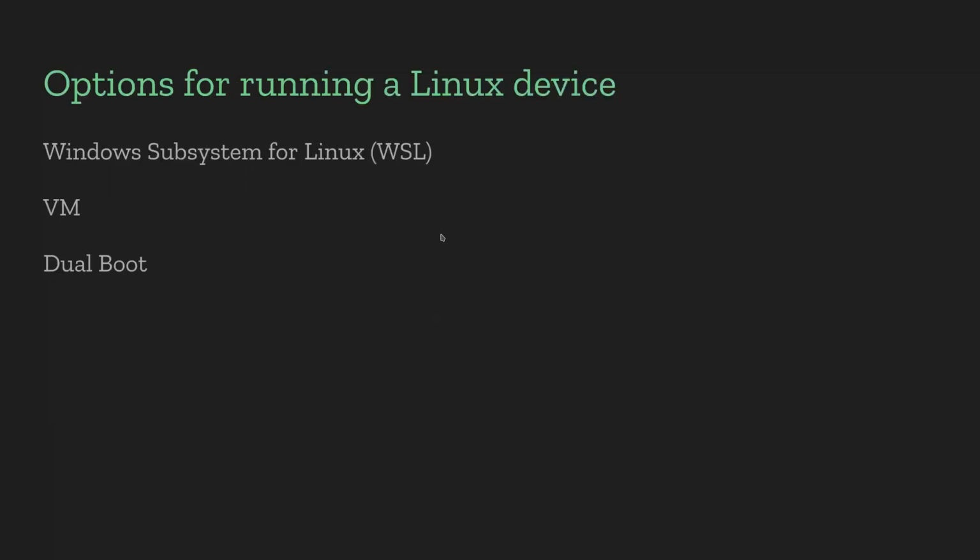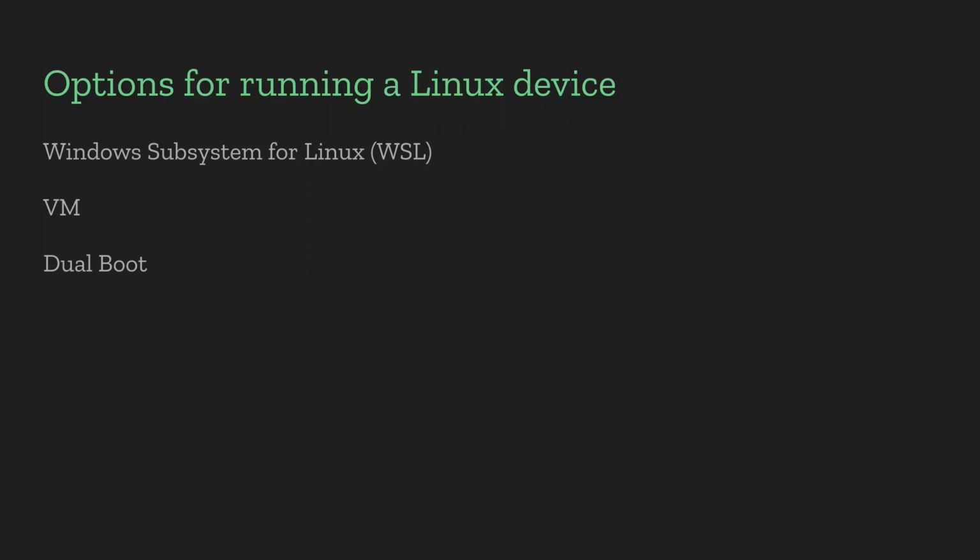So there's a few options for running a Linux device. The first of which is the Windows Subsystem for Linux, which is shortened to WSL. Historically, WSL has not had great compatibility with Linux programs, but recently with the release of WSL2, WSL is probably your best bet if you're on Windows. It's fairly easy to set up and it is integrated with Windows fairly well.